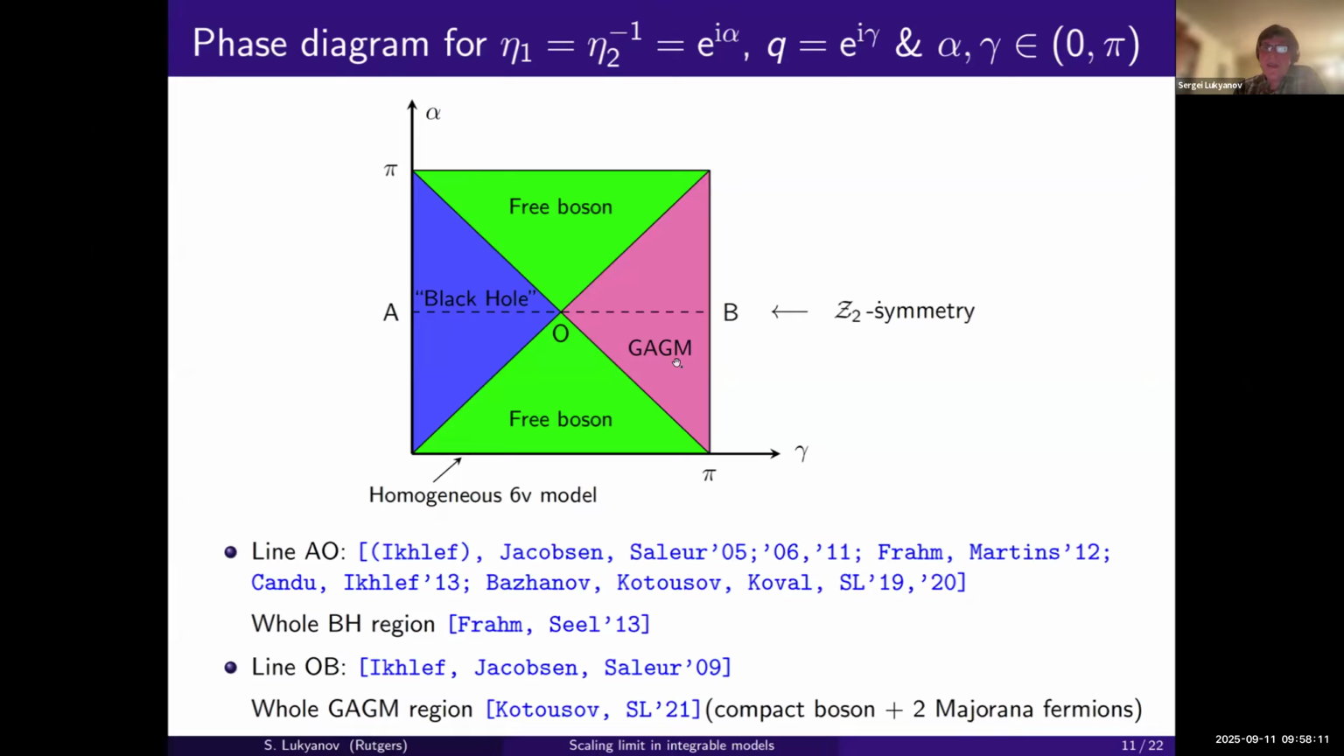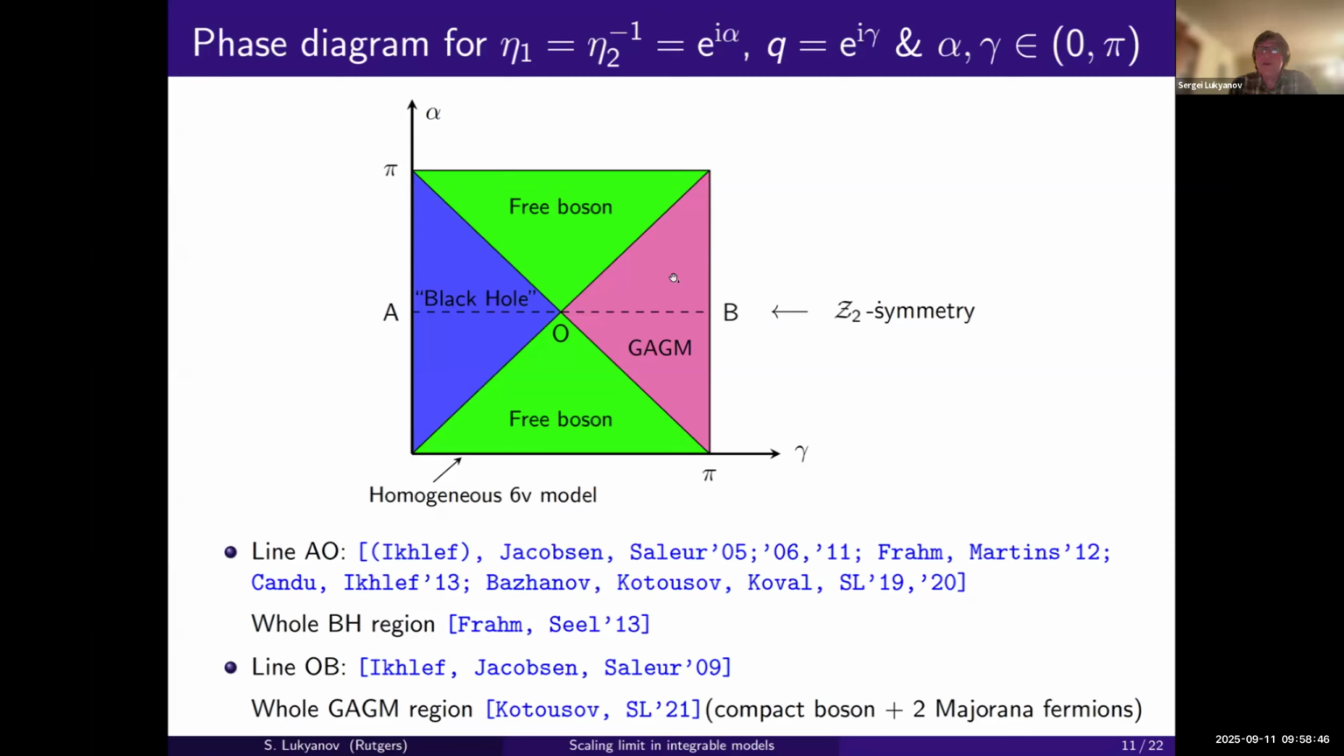And finally, we have another domain, which I call GAGM, the generalized affine Gaudin model domain. For some reason, it's called this. The conformal field theory is more or less standard. It's built from a compact boson, like in the XXZ chain, but you need to add two Majorana fermions, and that gives the conformal field theory.